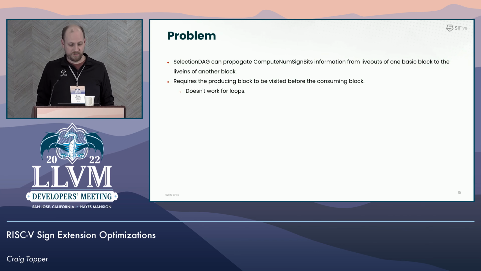But because this information is saved as part of SelectionDAG visiting each block, the information is not available if the live in depends on a loop back edge, because SelectionDAG would need to revisit the loop body in order to make use of the information.